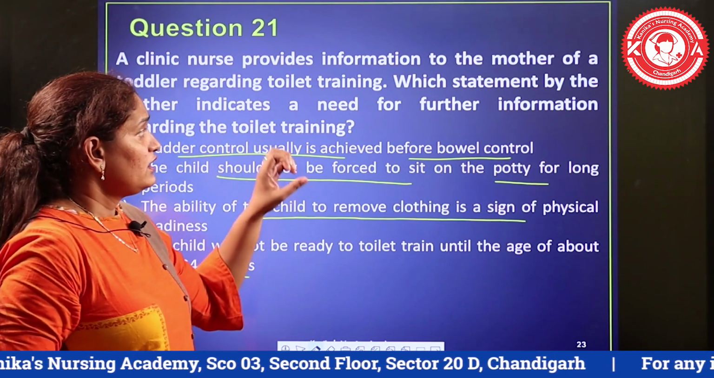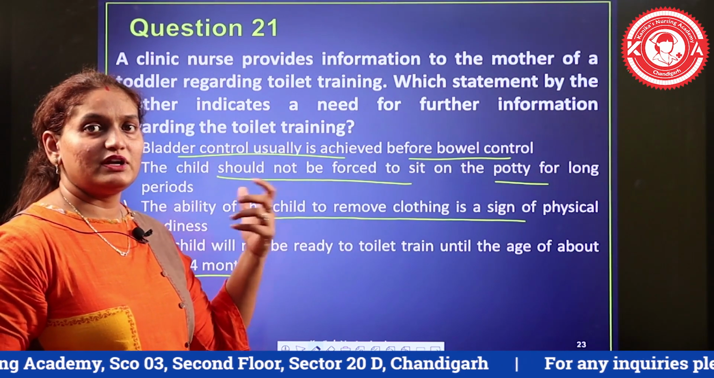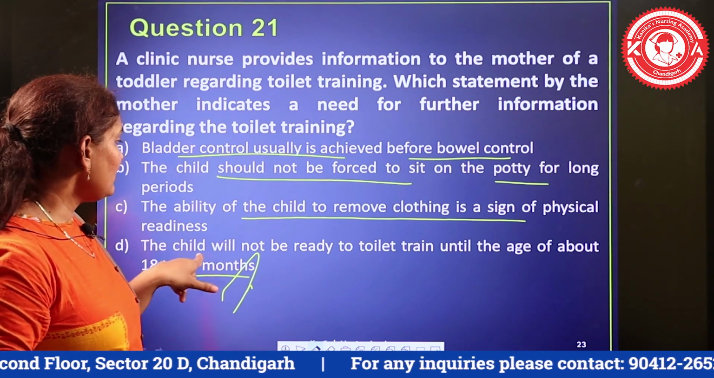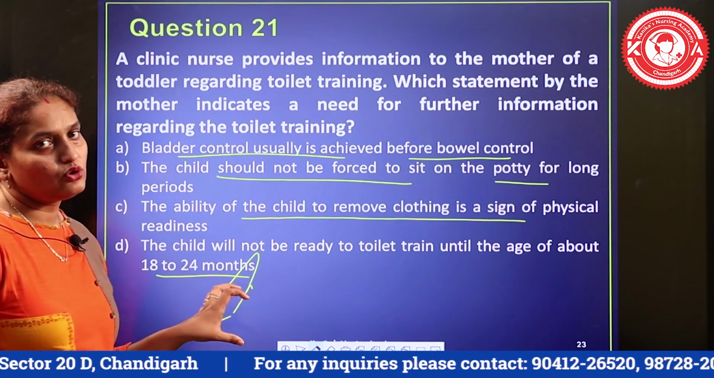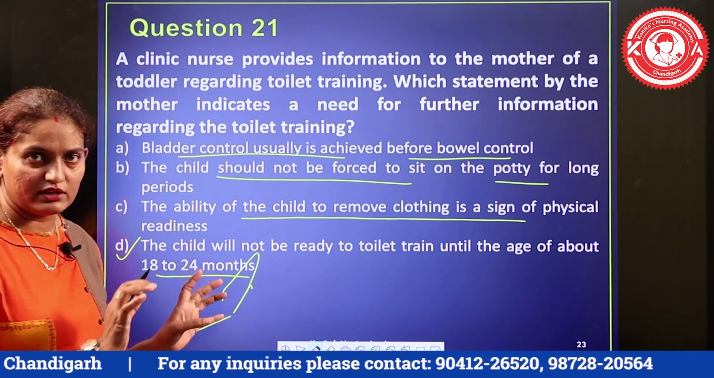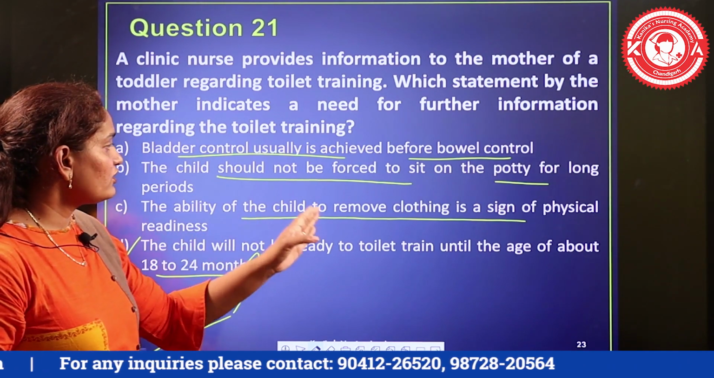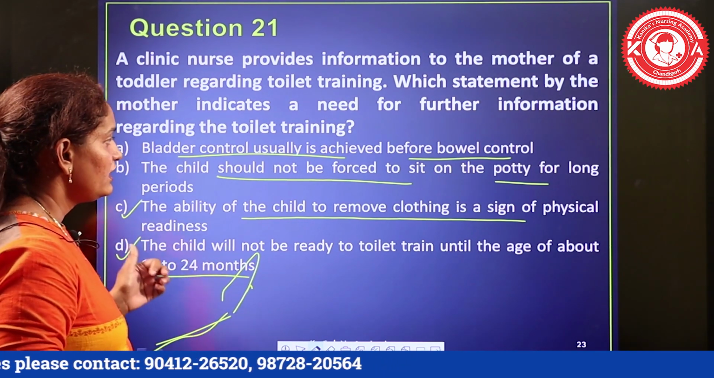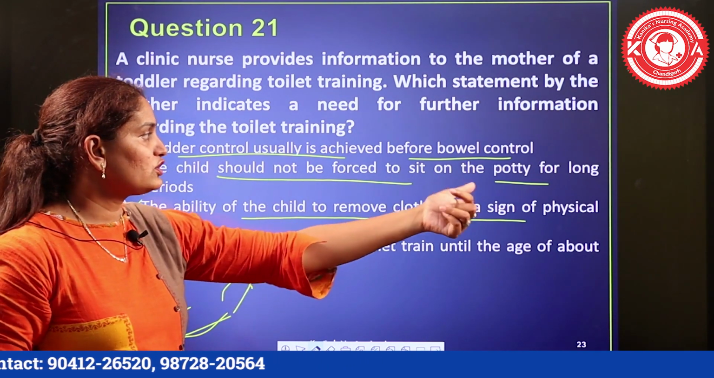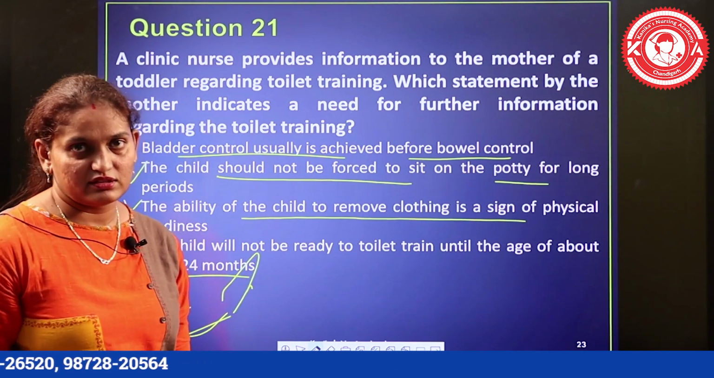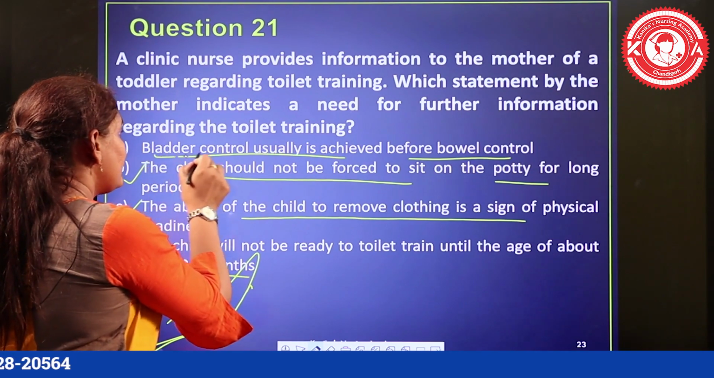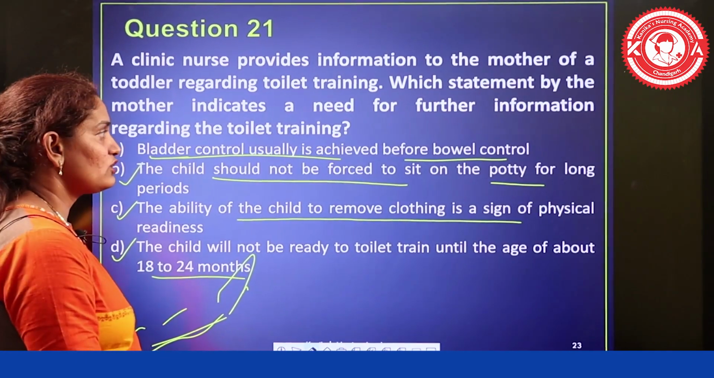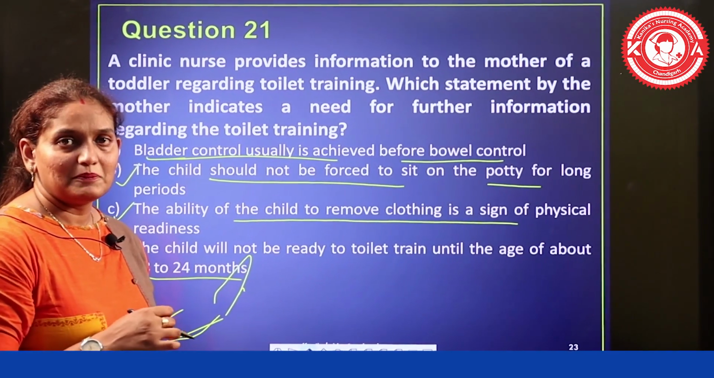So we have been asked from which of these statements we will determine that the mother needs further teaching. If she says the child will not be ready for toilet training until the age of about 18 to 24 months, that means she is fine, she knows the things. If she says the ability of the child to remove clothing is a sign of physical readiness, then also she is okay. If she says that the child should not be forced to sit on the potty for long periods, then also she is correct. But if she says that bladder control is achieved before bowel control, she is not correct. She needs further teaching. Usually bowel control is achieved before bladder control.